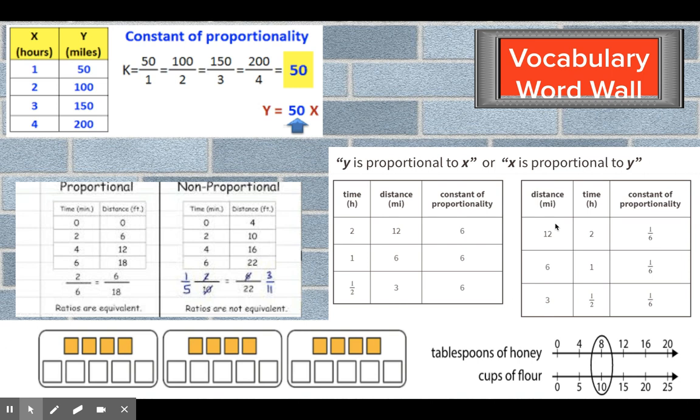So here again is just a vocabulary word wall. Again, at the end of the week, all of these will be posted in Google Classroom so that you can keep all of this straight moving forward.